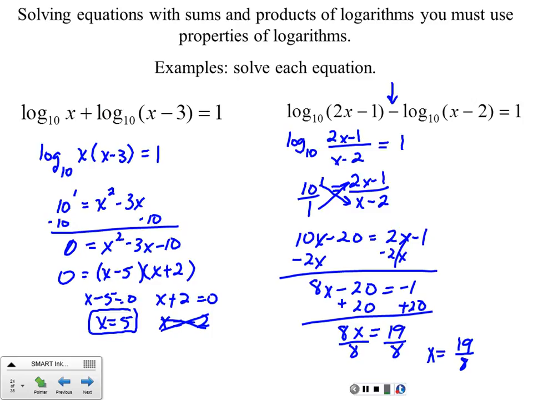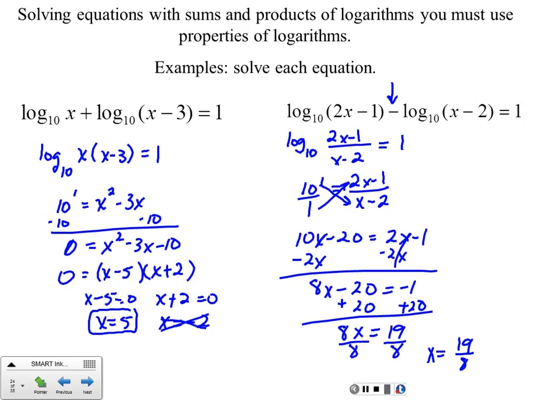You can do this in your calculator if you need to, but 2 times 19 over 8 minus 1. What do you think? The biggest question is, are you going to get a positive or a negative answer? You're going to get a positive answer. So we're good for that one.